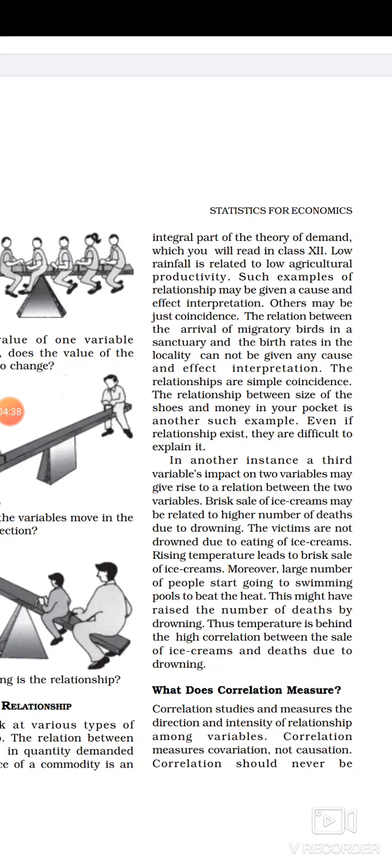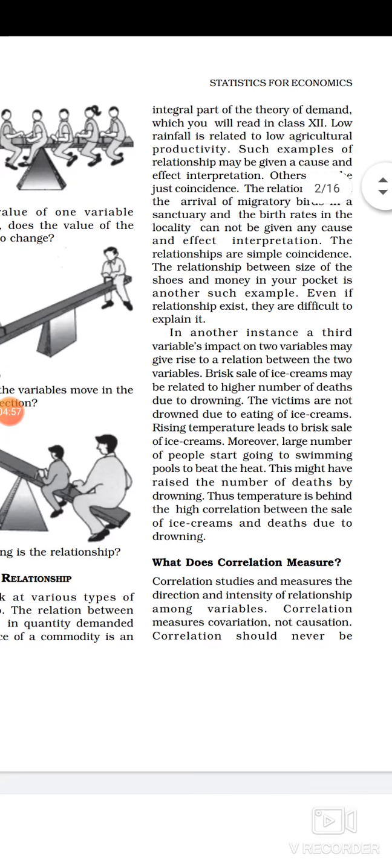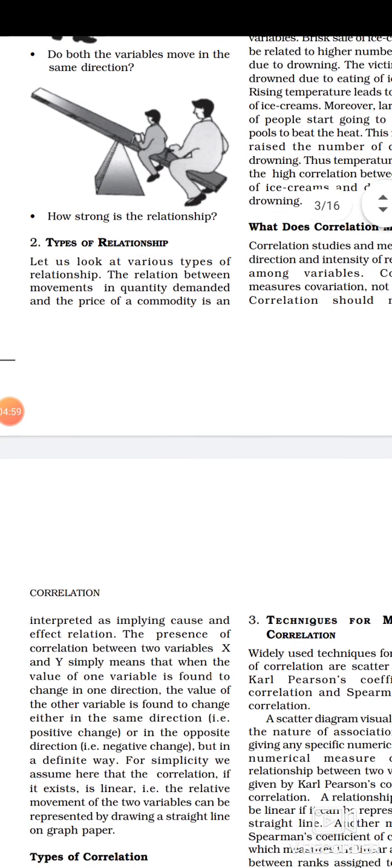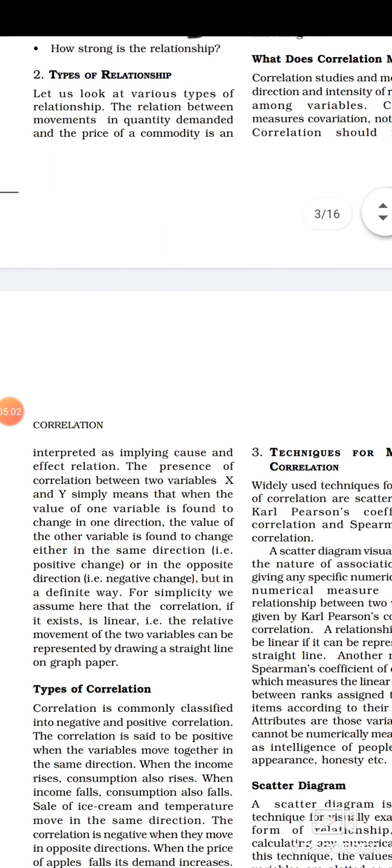What does correlation measure? Correlation studies and measures the direction and intensity of relationship among variables. Correlation measures covariation, not causation. Correlation should never be interpreted as implying cause and effect relationship.